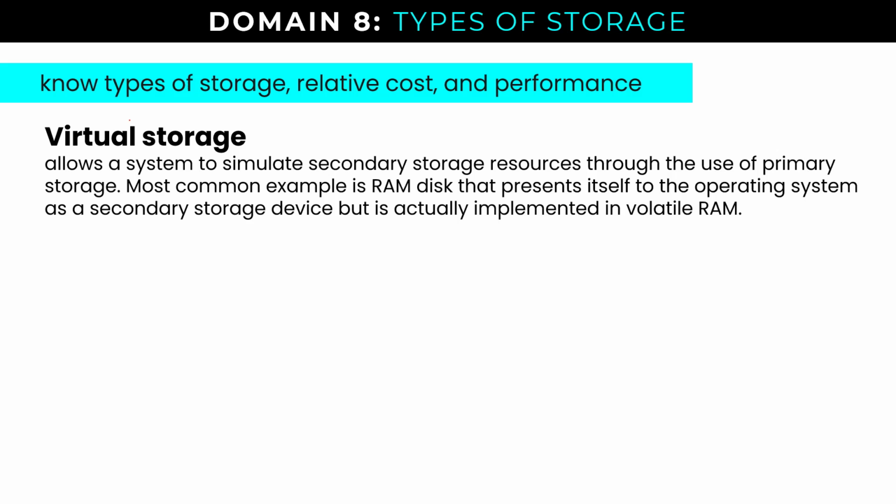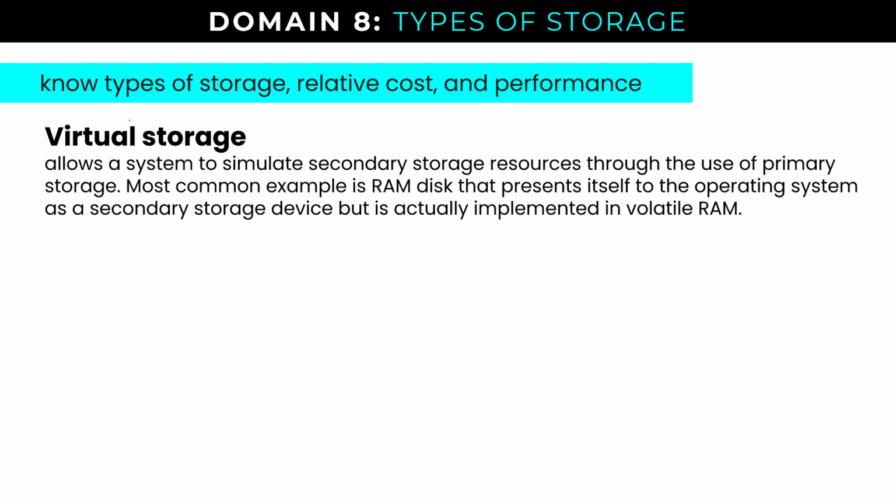This allows a system to simulate secondary storage through the use of primary storage. So we said primary storage was RAM, right? That was the fastest, most high performance. Now, if we're simulating secondary storage through the use of primary storage, we said secondary storage was your non-volatile media, right?